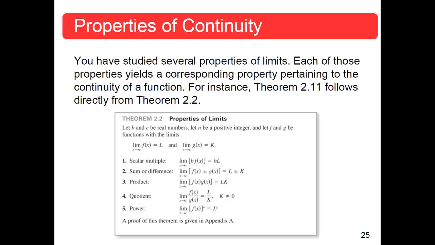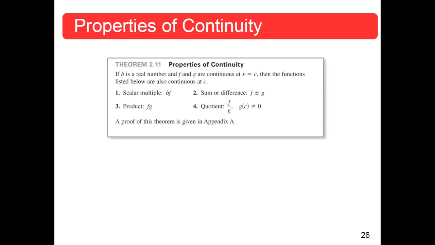Properties of continuity. These are properties of limits that we should have memorized at this point. Essentially, we can say that the limit of a sum is the sum of the limits, the limit of a product is the product of the limits, and the limit of a quotient is the quotient of the limits, provided the denominator is not 0. These should be very well memorized at this point. Now we have a few more to add to our list, and these deal with continuity.